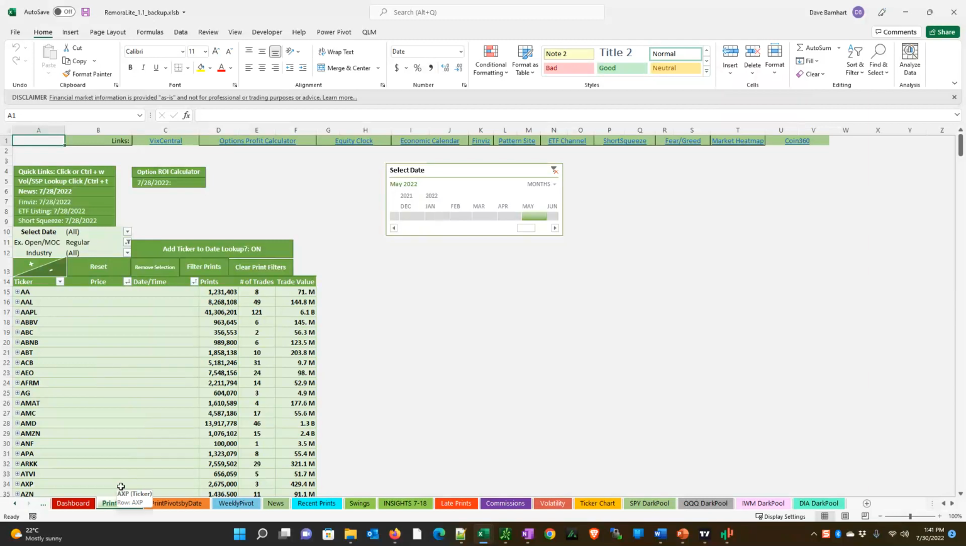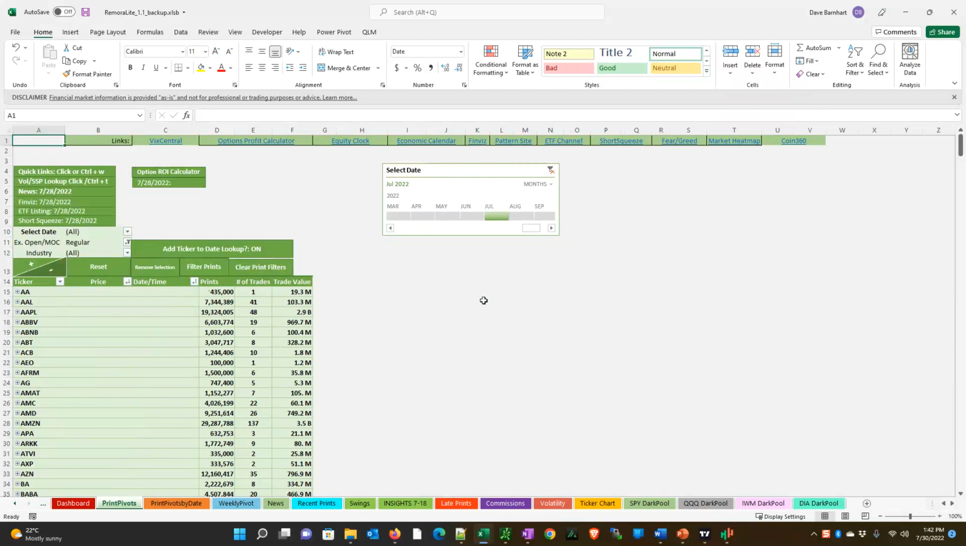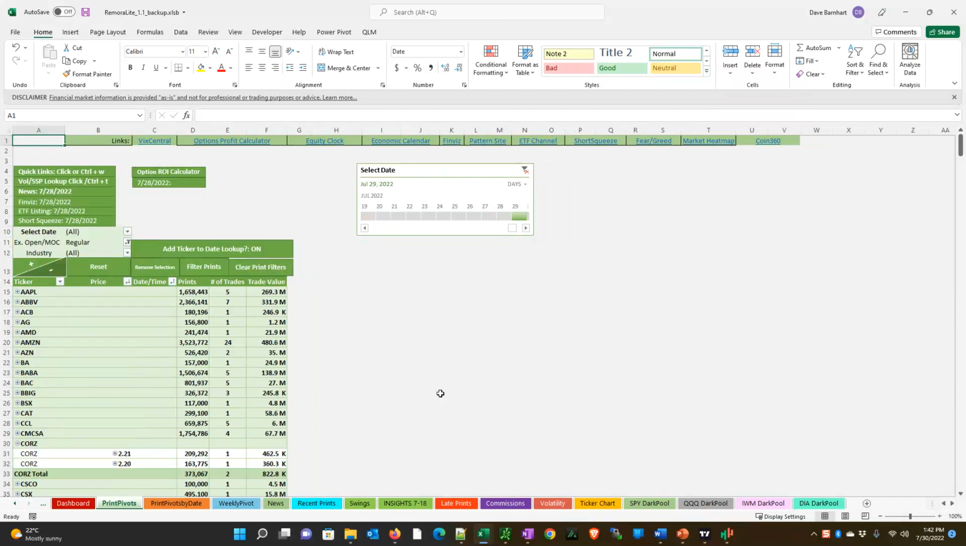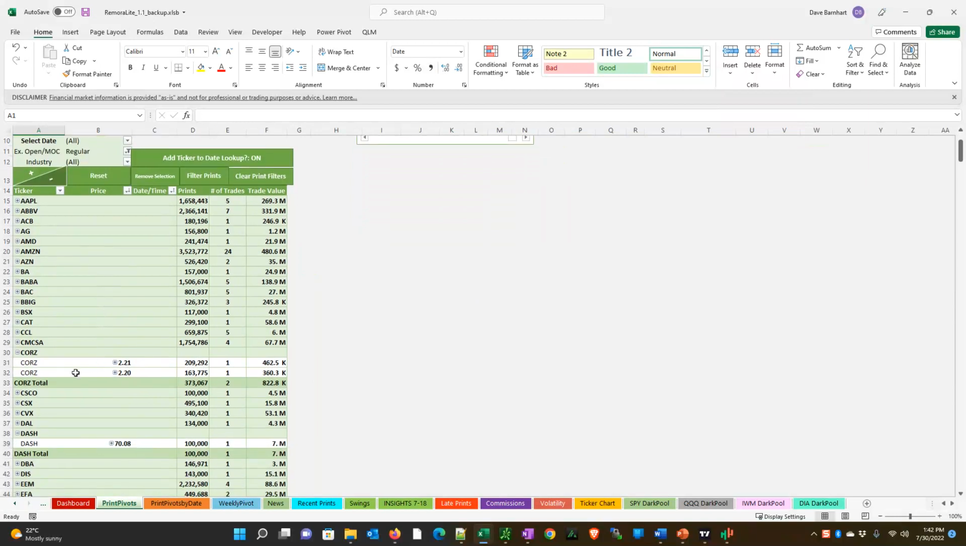And so what you can do here is, this is on May, so this is a little slicer. If I click on July for the month, then what it does is it takes all of the tickers and summarizes all of the prints for the month. We can switch this to days and then choose whatever days you want. So for example, if I went to July 29th and clicked there, then what we see is a list of all of the prints.